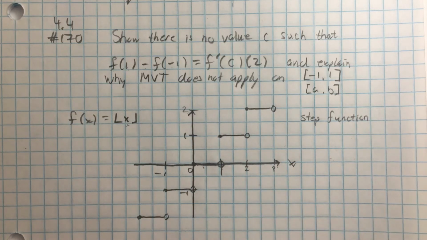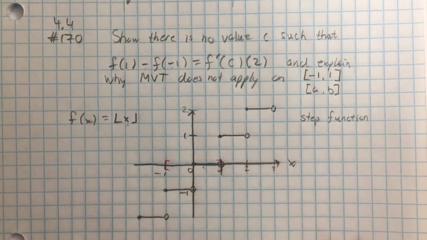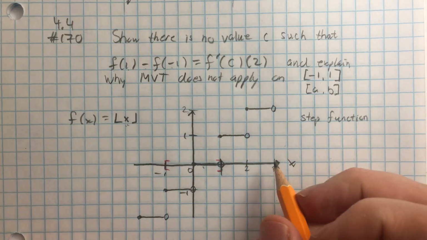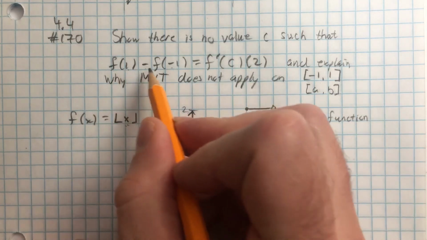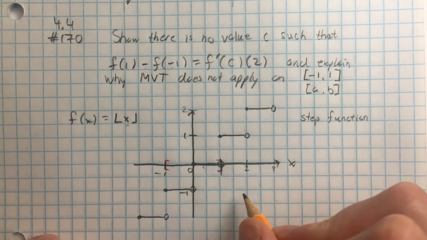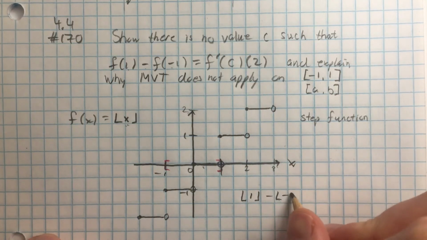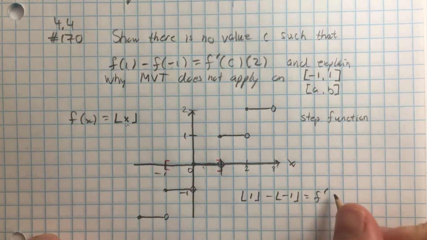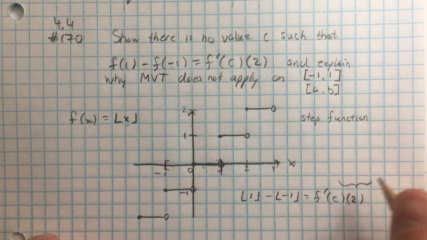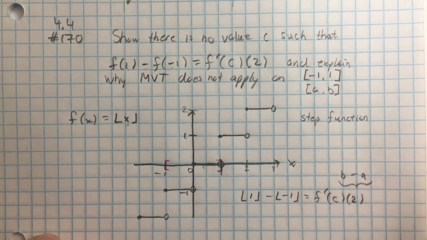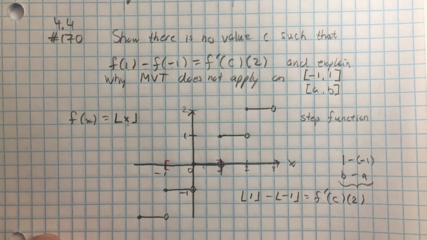So on the interval negative 1 to 1 here, let's see, what value is this derivative supposed to take on? All right. Well, f of 1 minus f of negative 1 is nothing other than the floor of 1, that's the function we're talking about, minus the floor of negative 1. That's equal to f prime c times 2. And this 2 is not really as arbitrary as it looks. It's really the b minus a value, which in this case is 1 minus negative 1. It's where they're getting this 2 value from.